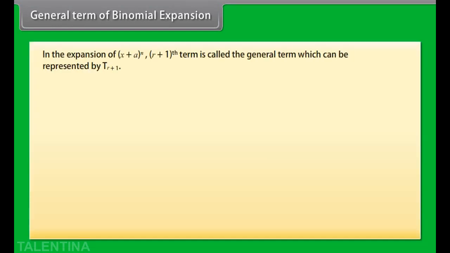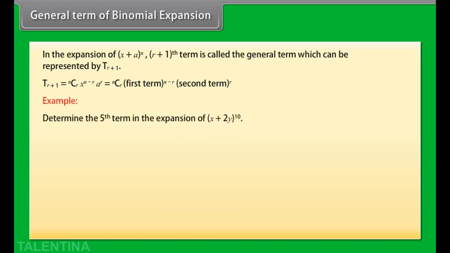General term of binomial expansion. In the expansion of x plus a raised to power n, the r plus 1th term is called the general term, which can be represented by Tr plus 1. Tr plus 1 is equal to nCr into x raised to power n minus r into a raised to power r, which is equal to nCr first term raised to power n minus r into second term raised to power r.